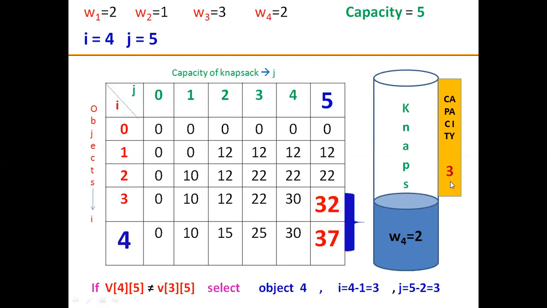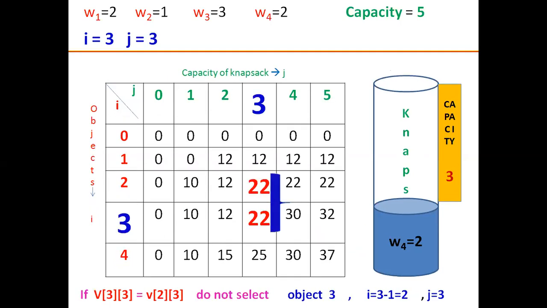So now the current value of i is 3 and the value of j is also 3. i is 3, j is 3. Again compare the condition. V of 3, 3 should be compared with V of 2, 3. V of 3, 3 is 22 and V of 2, 3 is also 22. So both are the same. If they are equal, we should not select the object. Do not select any object.